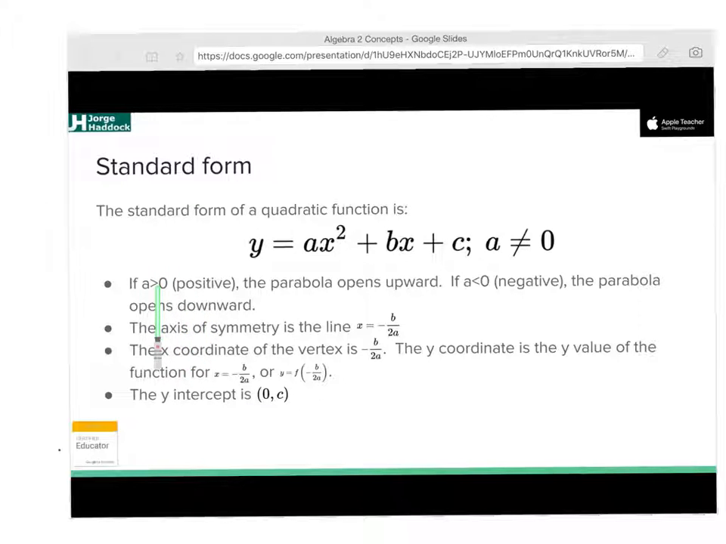So here it's going to have a minimum value, here it's going to have a maximum value. The axis of symmetry is the line formed by x equals negative b over 2a. Right? The x-coordinate of the vertex is negative b over 2a, so the same value up here. And the y-coordinate, so this value that we're going to have here, we're going to plug it back for x, and we're going to find that value. And the y-intercept, where the graph of that function intersects the y-axis, is going to be 0 and the c value. So let's see this information.